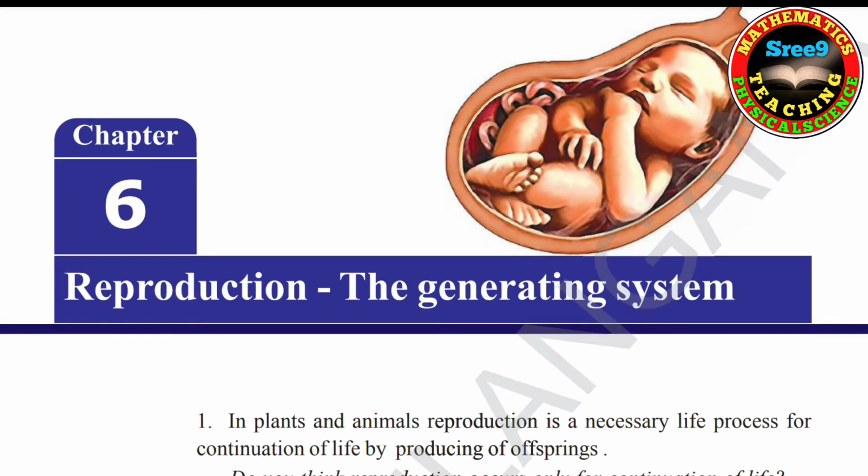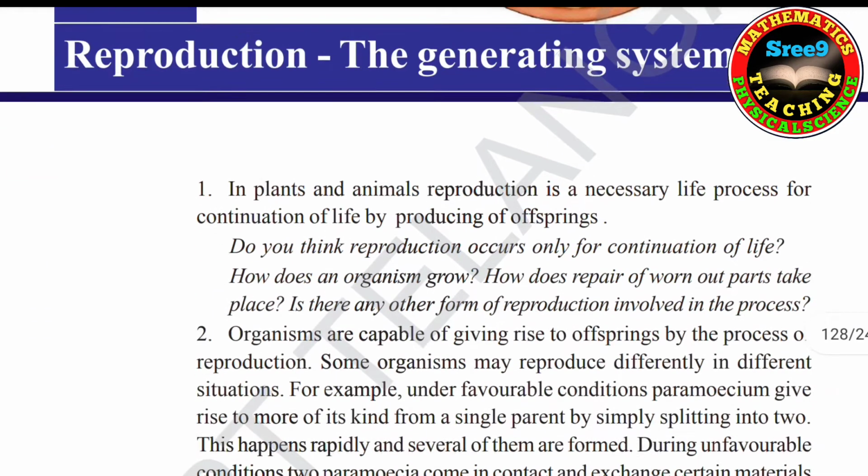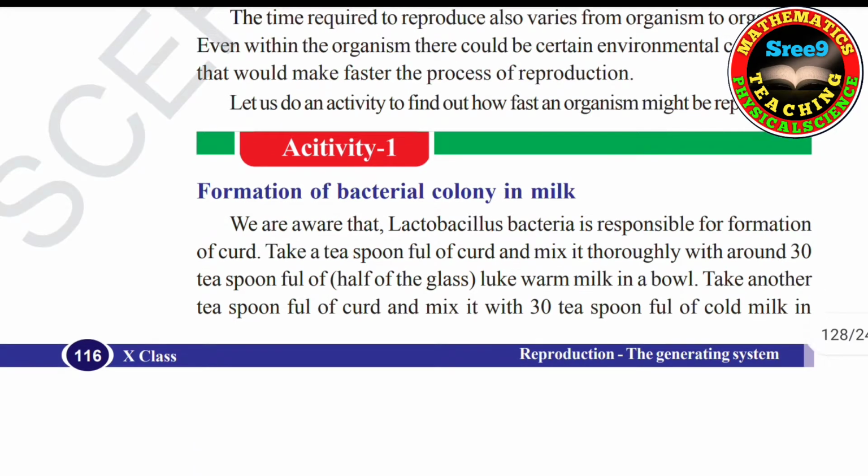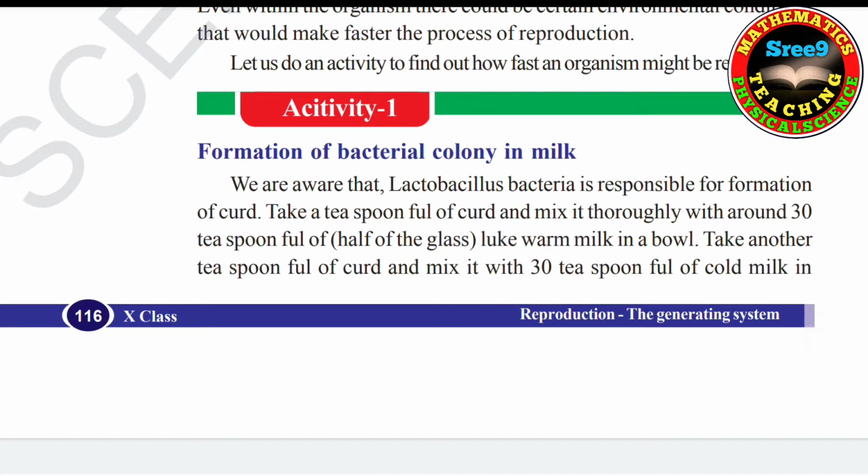Okay, now here you see the reproduction. Let us see activity 1, the formation of bacterial colony in milk. It is a very easy activity, and also very important. So the question may ask, how do you test the reproduction of bacteria? Giving one example, explain with an activity. Such a question may be asked. So you can read this activity and write on your own.